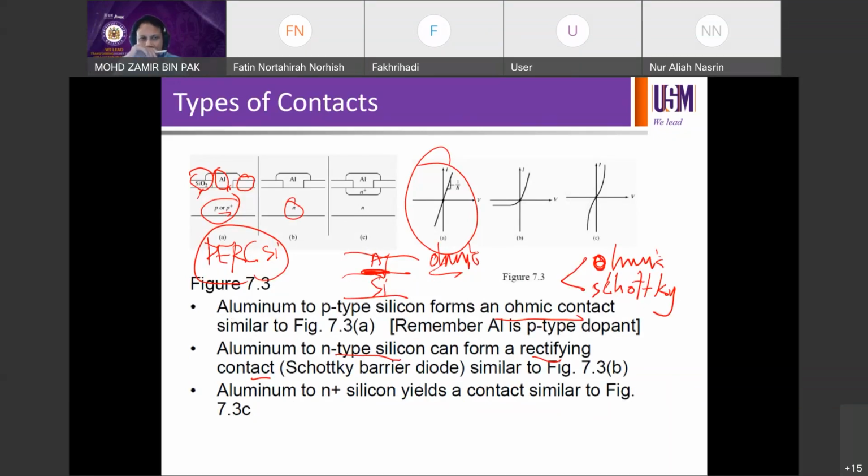Okay. On the other hand, if you use aluminium on n-type silicon, you're going to get Schottky contact. So it only allows the current to pass through in this region, right? Hence rectifying contact. Okay, kalau you pakai aluminium on n+, you're going to get something like this. It's a bit heavily doped, so that's why you end up like that, right? So recall balik ohmic, Schottky last time.